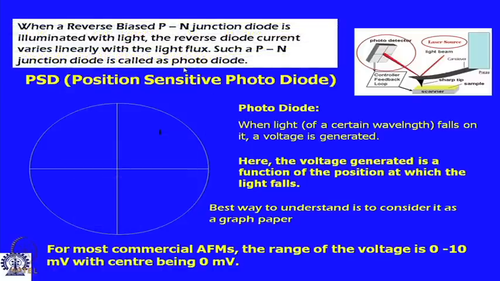What exactly is a photodiode? When a reverse bias PN junction diode is illuminated with light, the reverse diode current varies linearly with the light flux. Such a PN junction diode is called a photodiode. Or in very simple terms, if you focus light on a photodiode, a voltage gets generated. And in a position sensitive diode or a quadrant photodiode, the magnitude of the voltage is a function of the location where the light or the laser spot is shining.